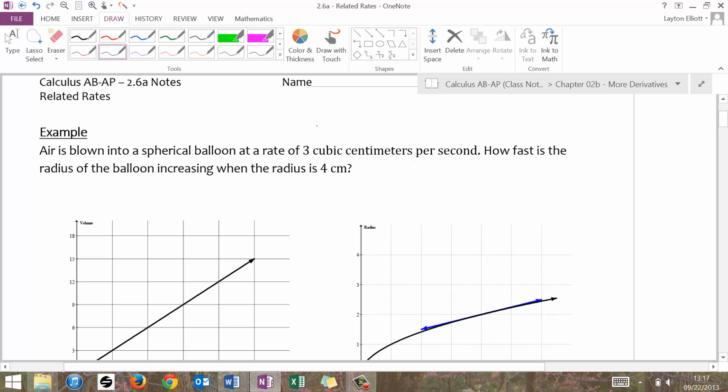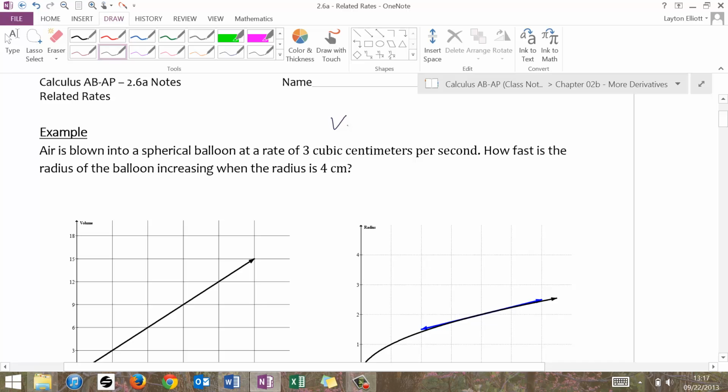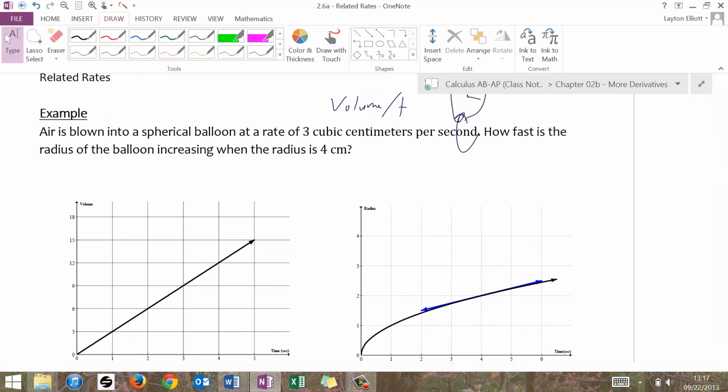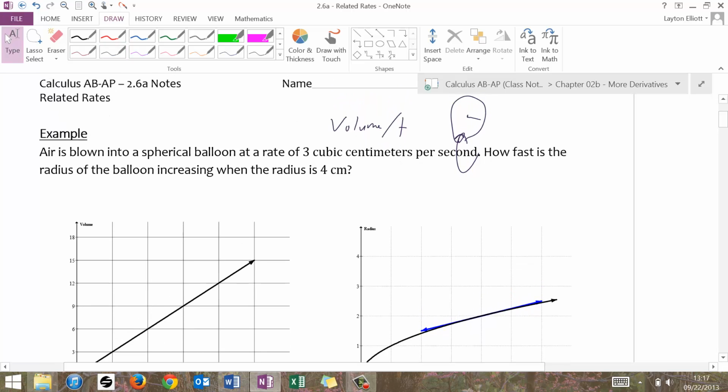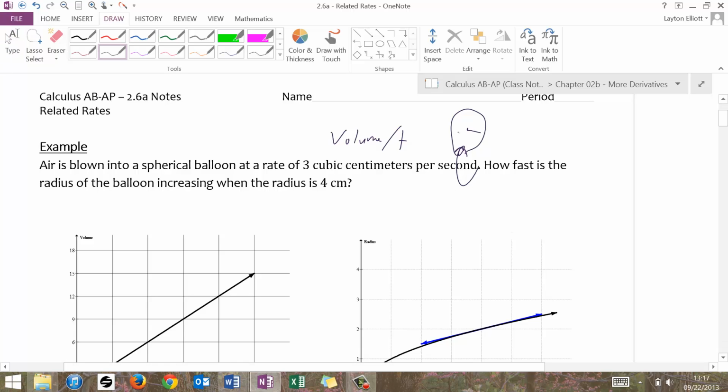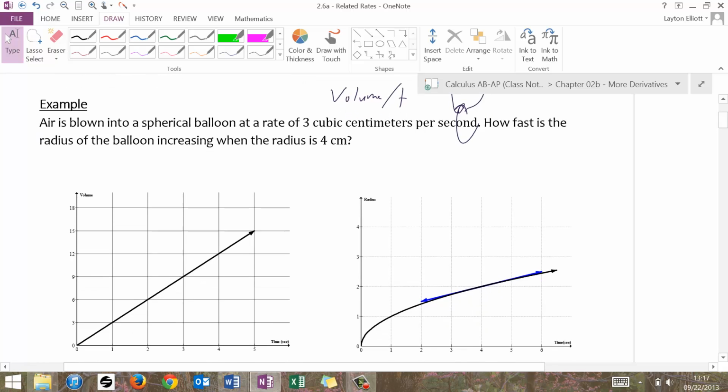It's important to note that this rate is a volume per unit time. So you're inflating this balloon by a set volume per unit time. And it wants to know that as you inflate that, how fast is the radius of the balloon increasing, specifically when the radius is 4 centimeters. What's important to note is that when you fill this balloon up, its radius is not going to increase at a constant pace. It's going to change. As the balloon gets bigger, the radius increase is going to slow down.